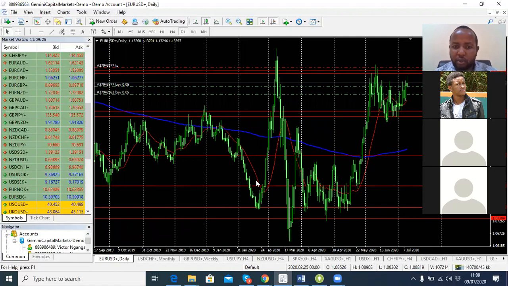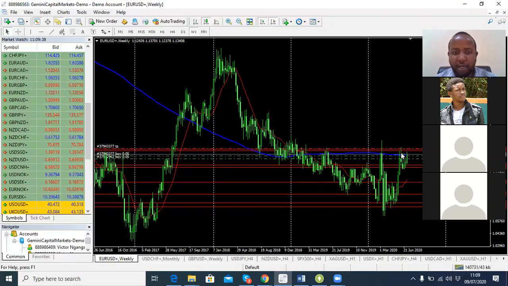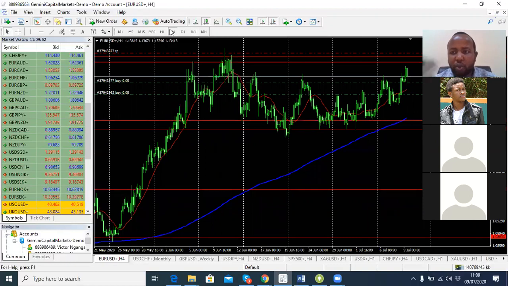This is on D1, so you can see what happened. Went up, then shot down. Then on weekly, you can see I think it's still strong, but then it has to break. You can see down here the moving average, this blue line. For it to completely be safe, it has to completely break this moving average. And that will only happen if we see the rates of cases going down and businesses trying to come back to normalcy. So that is the Euro USD.